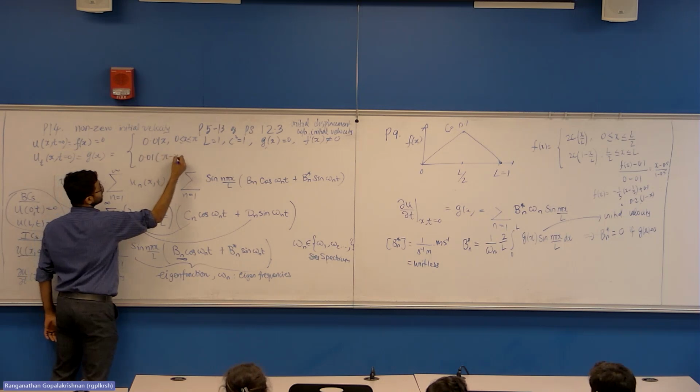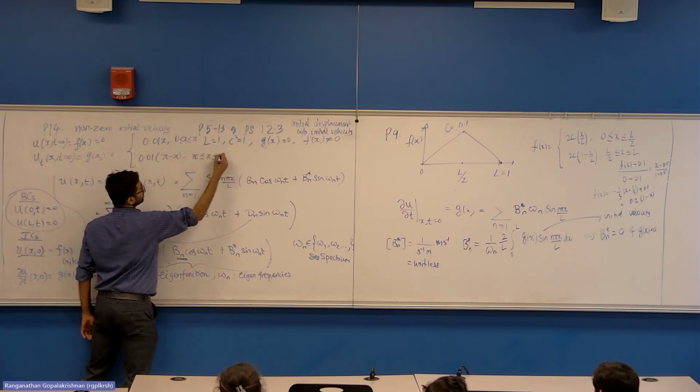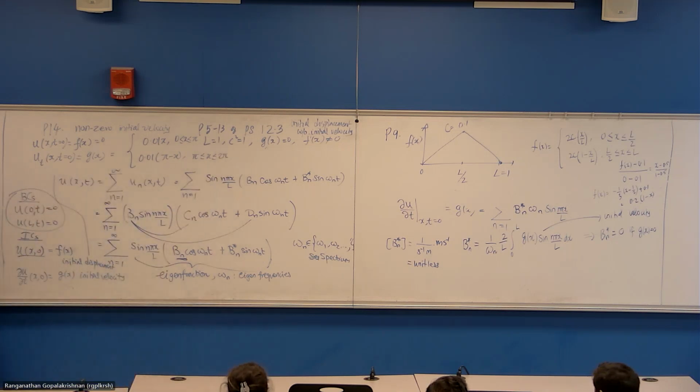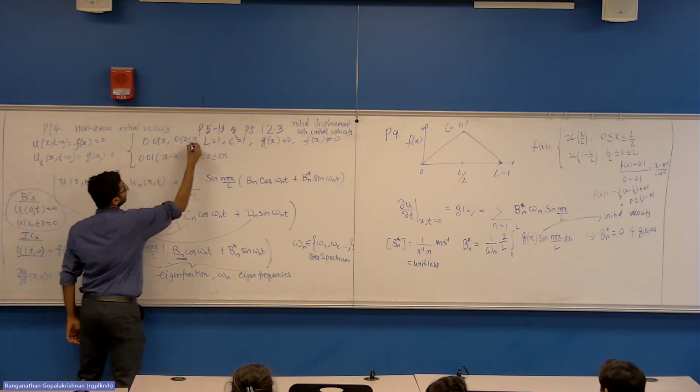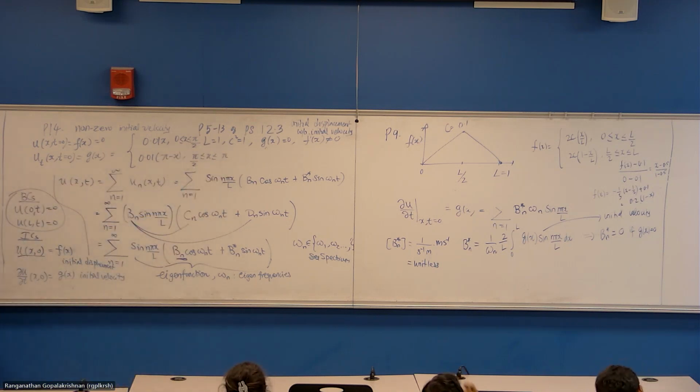0.01 times pi minus x, pi less than x less than 2 pi. No, actually 0 to pi by 2 and pi by 2 to pi. So here you have non-zero initial velocity with zero displacement. These are the two variants we can think of. Also remember that we started with fixed at both ends.